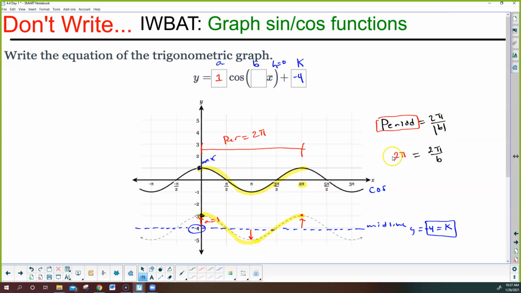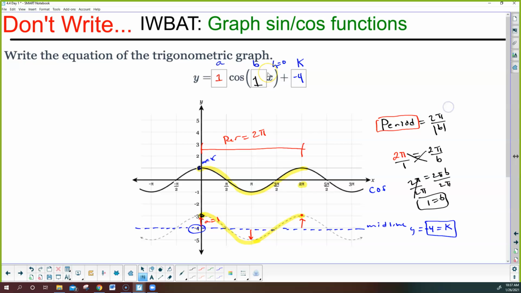Now we can remove the absolute value because these are all positive. And then I'm just going to cross multiply, right? Or you can think of this, well, wait a minute, 2 pi over 1, what does b have to be? It has to be equal to 1. But if you cross multiply, that will always work. So I get 2 pi equals 2 pi times b. And then if I divide by 2 pi, the 2 pi's reduce out and I'm left with b equals 1.